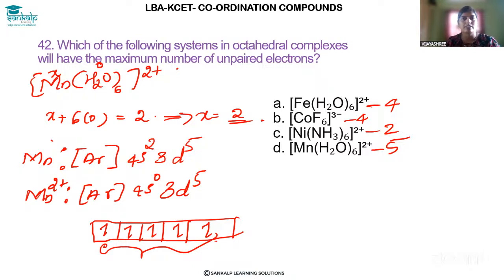So, what is the question given here? Octahedral complexes will have maximum number of unpaired electrons. So which one has the maximum unpaired electrons? It is option D. So the right answer is option D, Mn(H2O) 6 times 2 plus. Thank you.